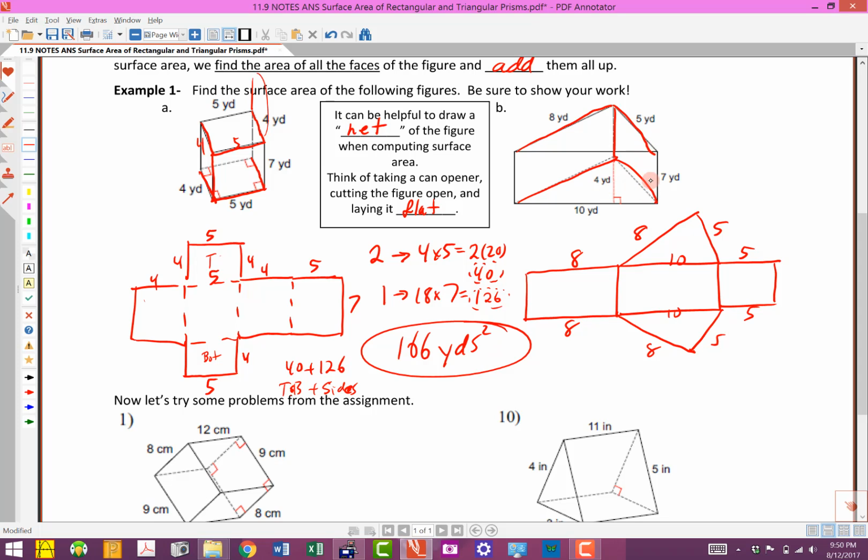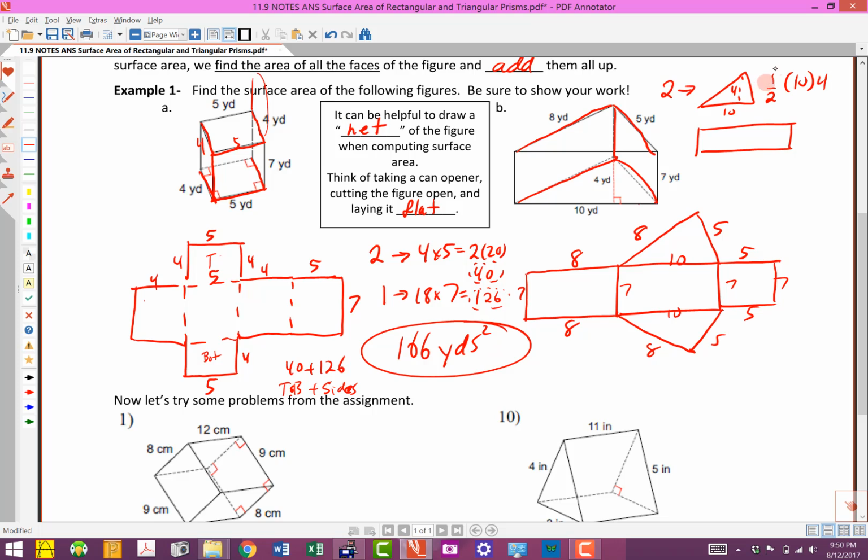And then we want to know how tall it is. So this is 7, that's 7, that's 7, and that's 7. So what we've got here is we've got two triangles that are exactly the same, two of those, and then we've got a big long rectangle. Now this is 10 wide and 4 tall. So this is going to be 1/2 of the base times the height.